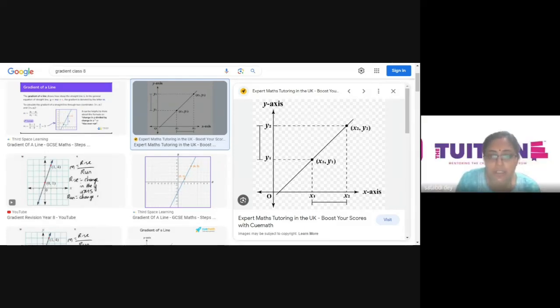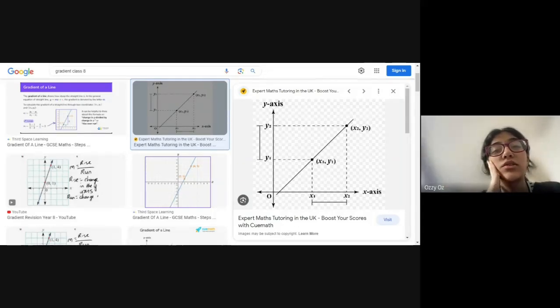If I give you two values, suppose there are 2 points drawn on a line, point A has coordinates 3 and 4, and point B has coordinates 6 and 7. Will you be able to find out the gradient now? Which one is the value of y2 and y1? Tell me now.